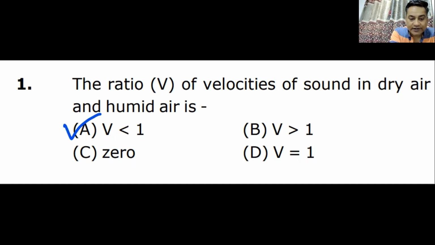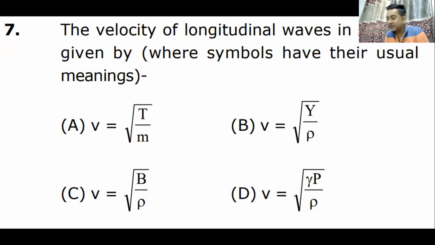Let us now come to the next question, and the next question is question number 7. The velocity of longitudinal waves in solid is given by which of the formulas? A, B, C, D. The symbols have their usual meanings. What is the answer for this one? 1, 2, 3, 4, A, B, C, D.